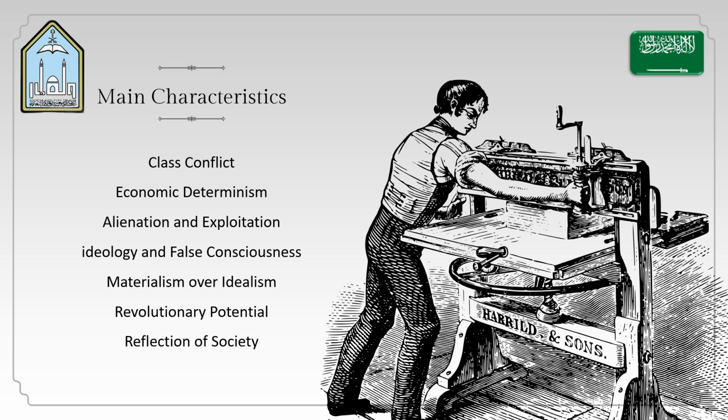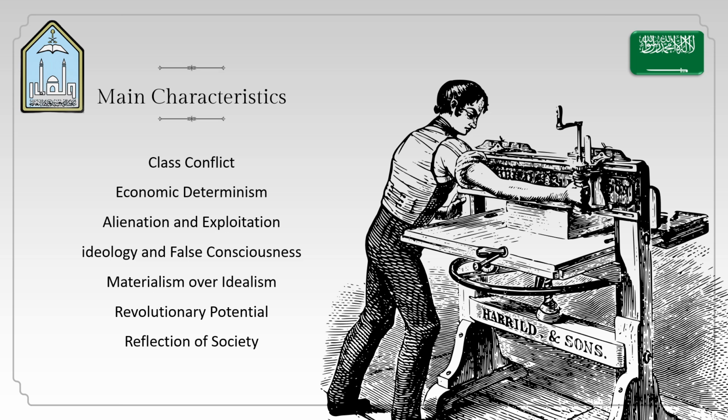And the fifth characteristic is materialism over idealism. Marxism values real world conditions: food, shelter, labor, ownership, more than abstract ideas like spirit, faith, destiny. It studies how material needs drive the plot and conflict. And then the sixth one is revolutionary potential. Many Marxist works emphasize the possibility of change, that the oppressed can resist, unite, and transform society. And the seventh one is reflection of society. What do I mean here? I mean that Marxist critics see literature as a mirror of its time, not just art, but a product of social and economic forces.